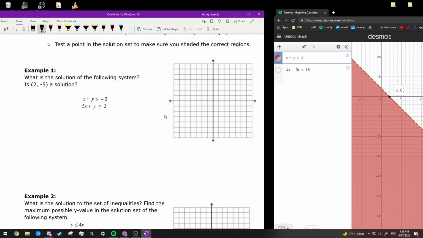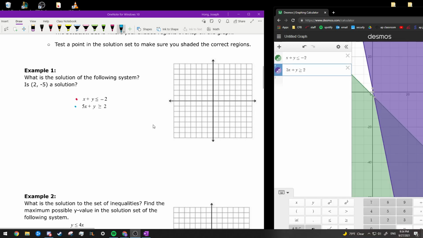So what about this one? What is the solution of the following system of inequalities? Is 2 comma negative 5 a solution? Well, try it out. Try graphing this by yourself and see if it is a solution or not. Let me give you time to try that. In 3, 2, 1.